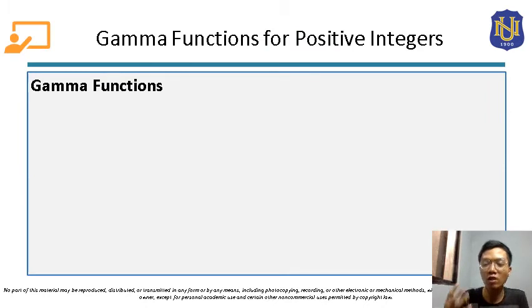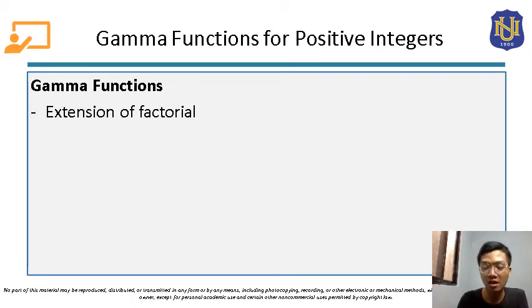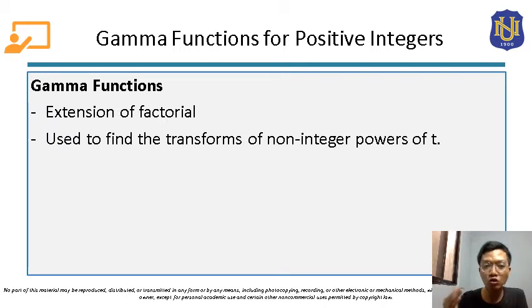Okay, so for our next topic, we are going to use the concept of the gamma function. So we are going to discuss gamma functions first, for positive integers. The gamma function is actually an extension of factorial. We are going to use it to find the transforms of non-integer powers of t. We will use gamma functions for that.